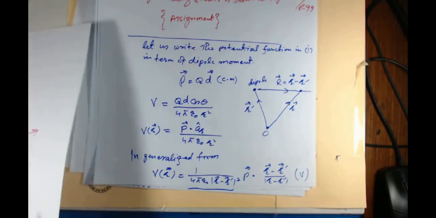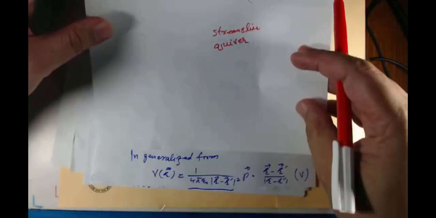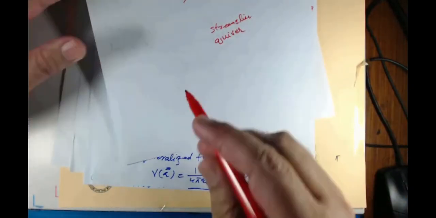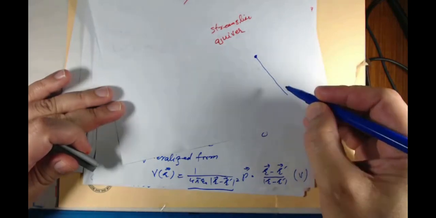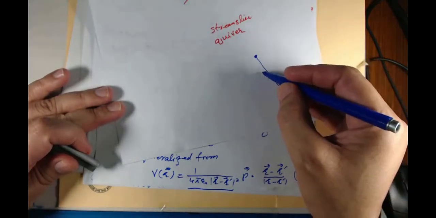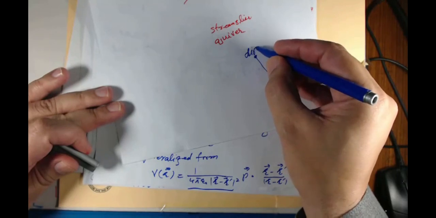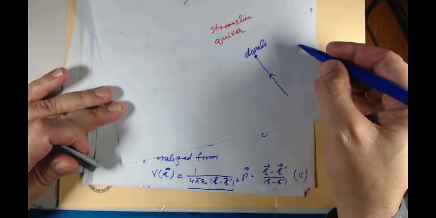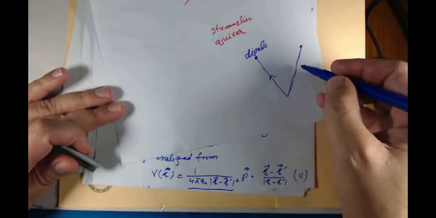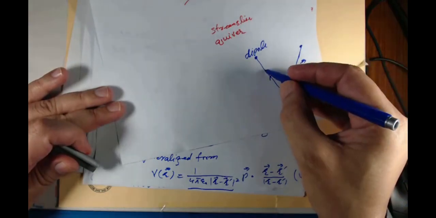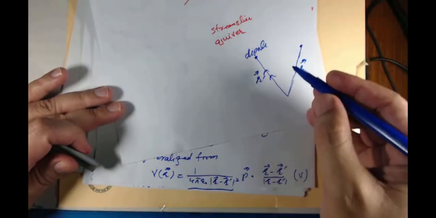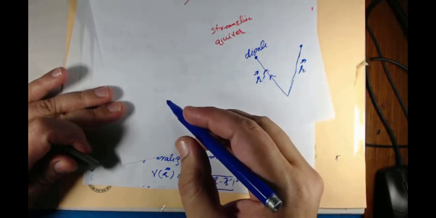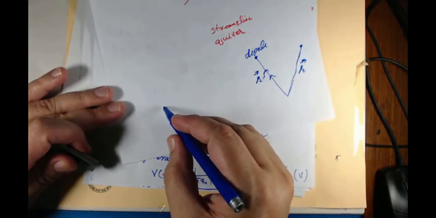Or you can write the said equation in more general form in this way. That is, for example, this is the dipole, and this one is the field point, that is r, and this one is r prime. So then you can also write the generalized form of the potential due to this electric dipole.